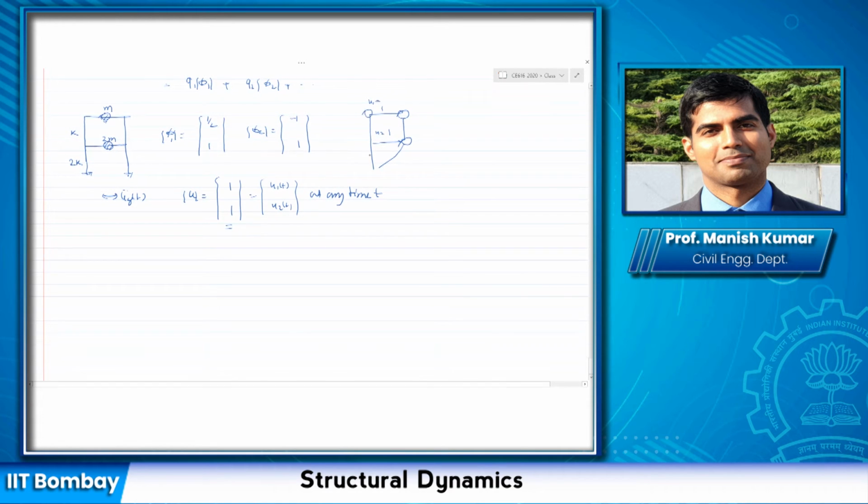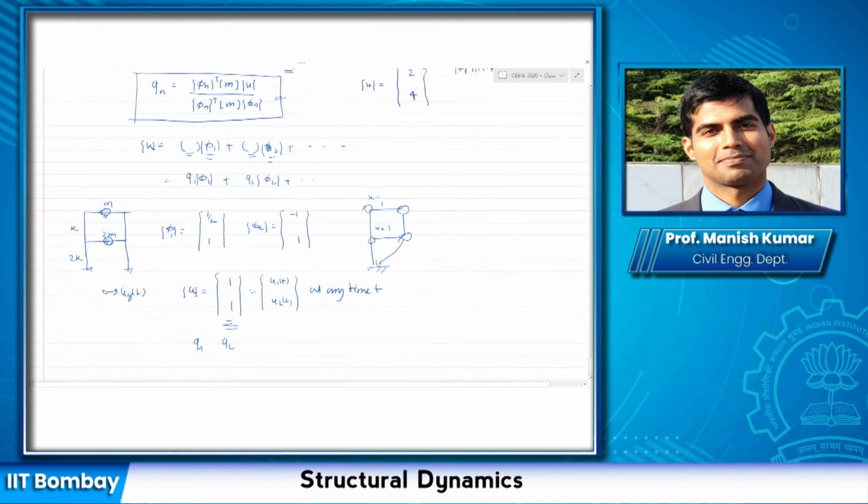What you need to do is find out the factor through which each mode contributes to this total response of 1 and 1. So basically you need to find out Q1 and Q2. Can you do that for me? Take 2 minutes and try to solve for Q1 and Q2 utilizing this expression that we have derived.